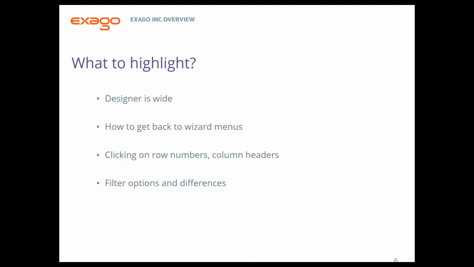Now, those things that we do feel are important to highlight: how to get back to the wizard menus, right? How to add data objects to my report, or change filters, change sorts. Those are, I mean, fundamental. You really won't get very far in the designer if you're struggling to get back to those. Clicking on row numbers and column headers. We've had plenty of feedback that the row number menu is something that folks dug for a long time before finding.